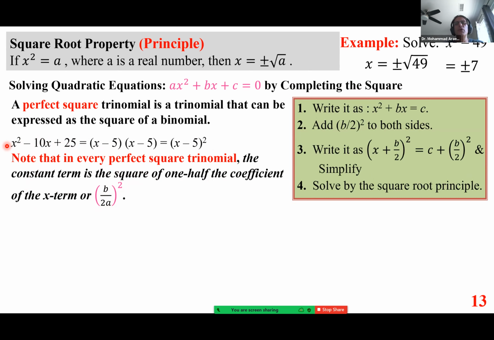So what is the process? We move the constant, we add b over 2 quantity squared, we make it look like that, and solve with the square root principle. I'll go over that with a couple of examples.